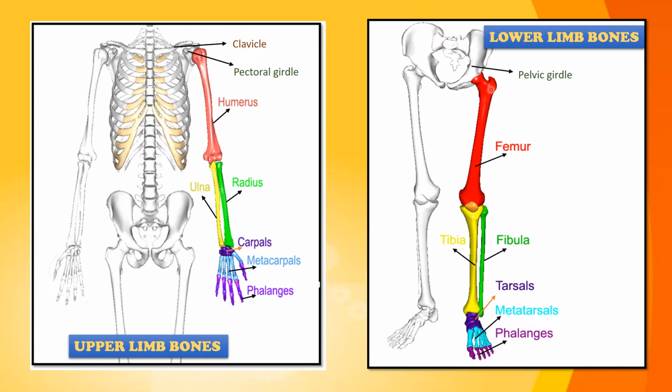Next is the pelvic girdle. The pelvic girdle is also known as the hip girdle. It consists of hip bones. The pelvic girdle supports the bones of the leg.